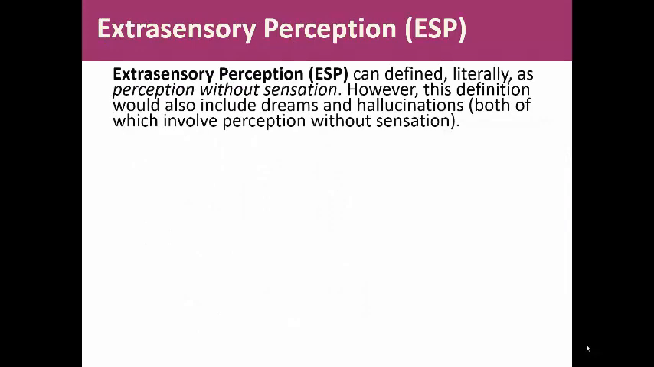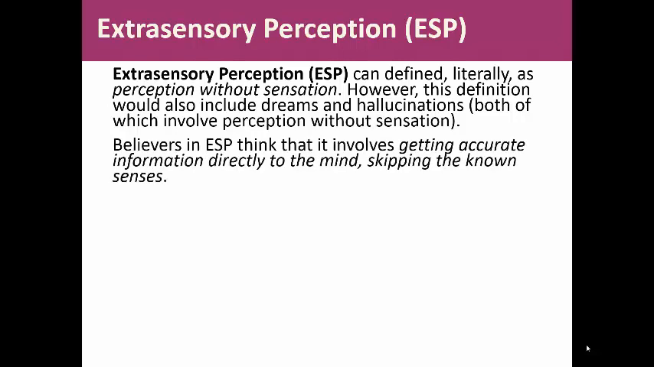So extrasensory perception, or ESP, can be defined literally as perception without sensation. However, this definition would also include dreams and hallucinations, both of which involve perception without sensation. So these are having thoughts or feelings or visions without there actually being some visual stimuli. People who believe in ESP think that it involves getting accurate information directly into the mind, skipping the known senses.